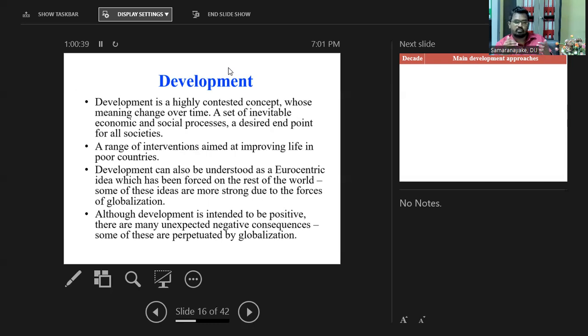Also, sometimes development has Eurocentric perspectives. The initial theories about development are more Eurocentric. It means they are ideas based on European experience. But later we have more of other general experience too. So we have a majority of Eurocentric experience-based development ideas, and they are highly related to concepts like globalization and all.